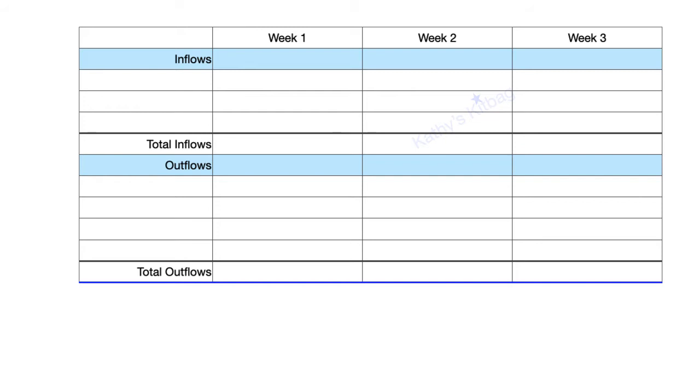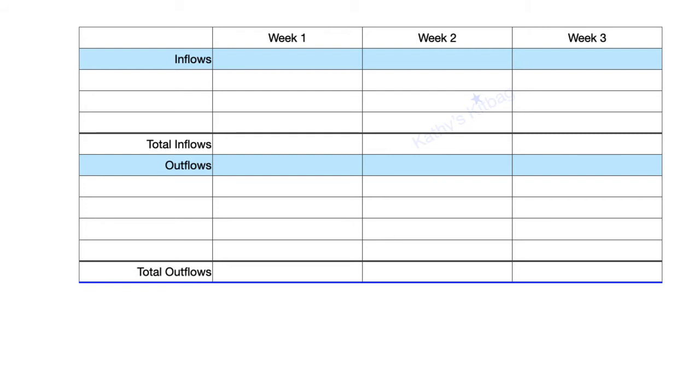For a business these would be things like revenue coming in, and all your inflows are added together to get a total. Following that you've got your outflows. For a business these would be things like expenditure on raw materials or paying staff wages. Again, all of these outflows are added together to get total outflows. So you should be quite familiar with that side of things.